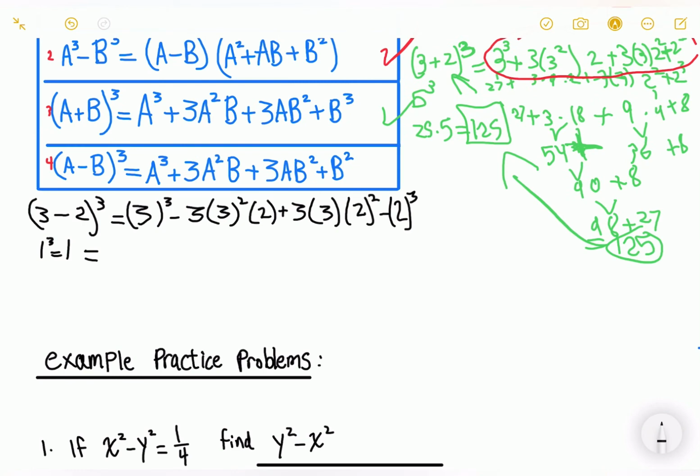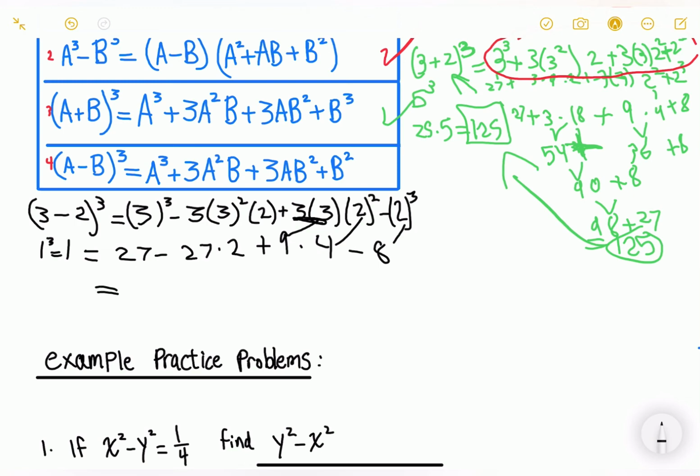Okay guys, so 3 cubed is 27 minus 3 squared, which is 9. 9 times 3 is 27 times 2 and then plus 9 times 4 minus 8. This is where the 8 comes from, this is where the 4 comes from, this is where the 9s come from. So let's simplify it even more.